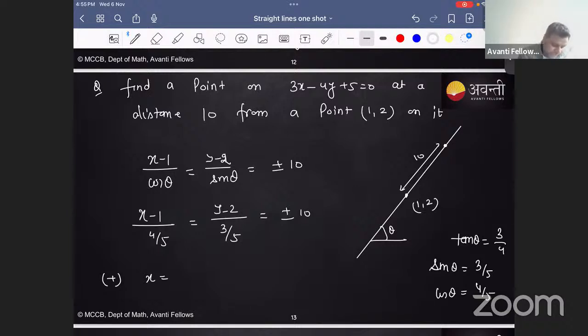Now if I consider the positive sign, what will be your x? 8 plus 1, 9. And what will be your y? y will be 6 plus 2, 8. This is your first point. Correct? Now if I consider the negative sign, your x will be minus 8 plus 1, so x will be minus 7, and y will be minus 6 plus 2, minus 4. Got it?